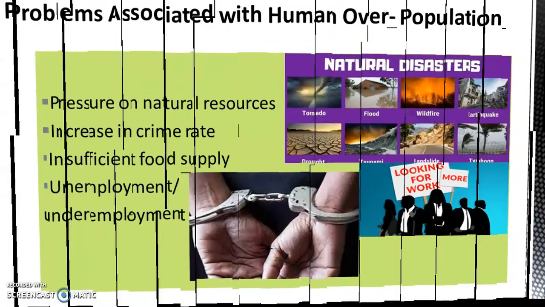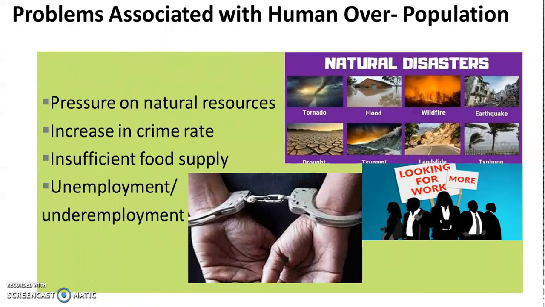We have also, there are some problems that are prevalent or that are linked to overpopulation in a particular area. For example, it can increase pressure on the natural resources such as water, agricultural production, anything that is natural that nature gives. It adds pressure to them.